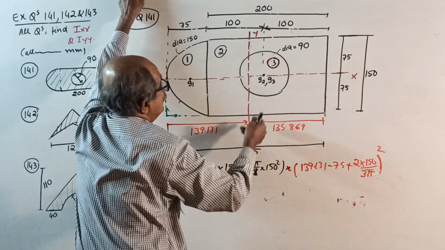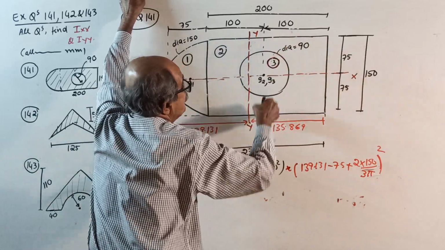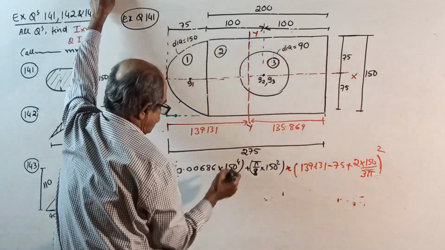Iyy for the rectangle. First about its own axis: 150 into 200 cube by 12.